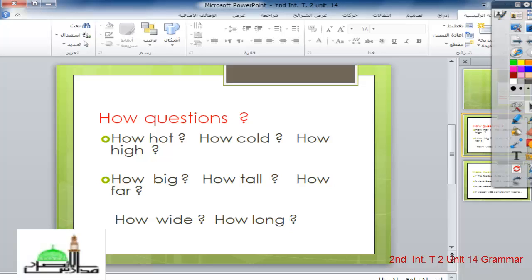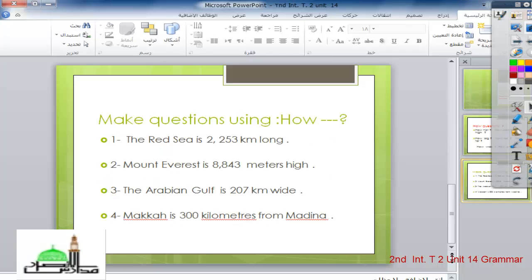Now let's practice some exercise to make questions using how. Now, as you see, make question using how. So how can I choose how tall or how long or how wide or how far? How can I choose? At first, let's read the sentence.